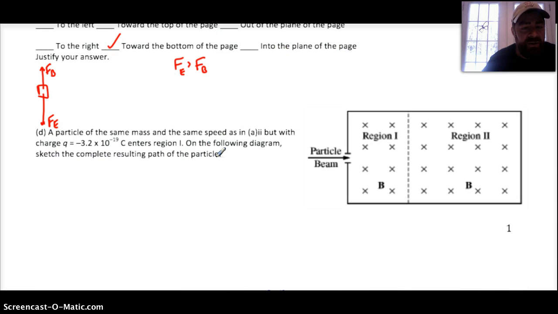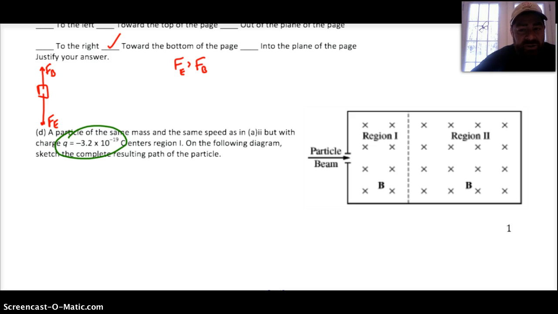All right, let's go ahead and move on to this last part of the problem. Part D says, a particle of the same mass and same speed is in region 2, as in part A, number 2, but with a negative charge. So basically the only thing that's changed now is the magnitude of the charge is the same, but it's just negative. So now they're saying, make a sketch of what you think is going to happen. So don't get duped. As soon as you see this negative sign here, you should be thinking to yourself, all right, these are the kind of things that trip me up, so flags should go off. So you've got to be careful.